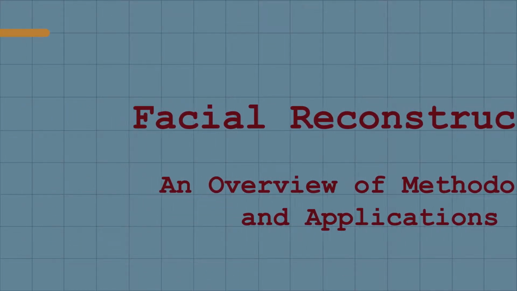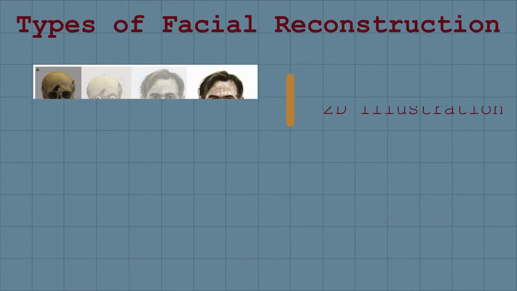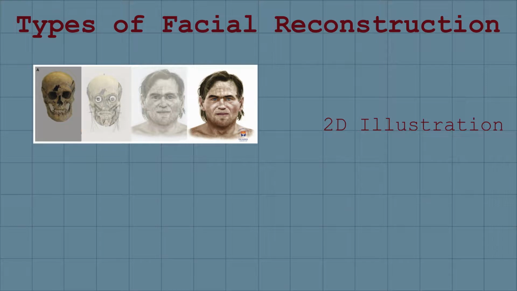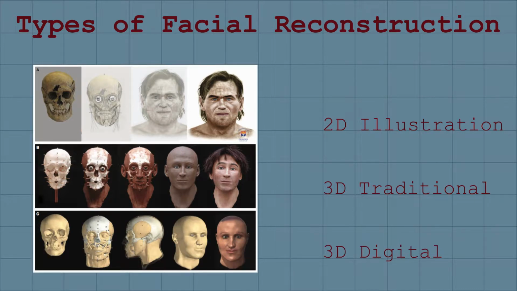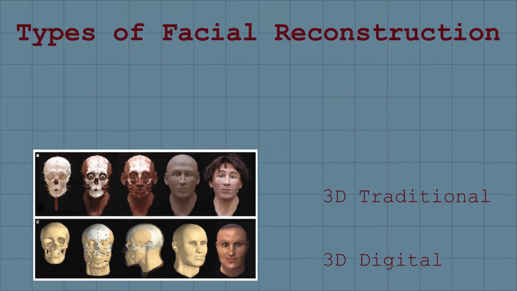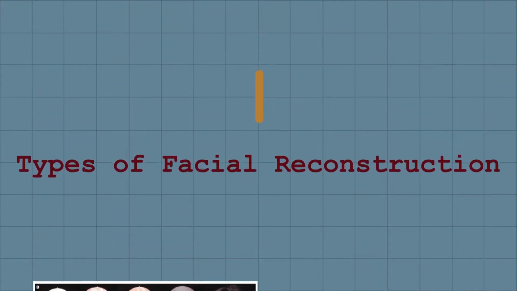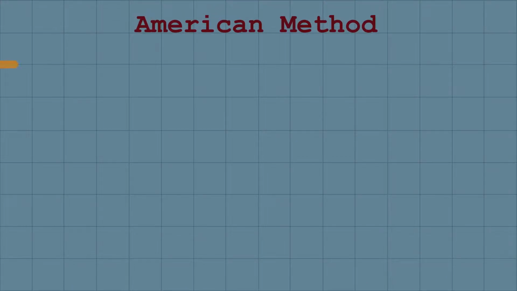remains. There are three basic types of facial reconstruction: a 2D illustration drawn over the photo of a skull, a 3D sculpture made with traditional mediums, such as clay, and a 3D digital sculpture. Here, the focus will be to outline the basic steps for a digital or traditional 3D reconstruction. There are two methods for performing 3D reconstruction: the American method and the Russian method.